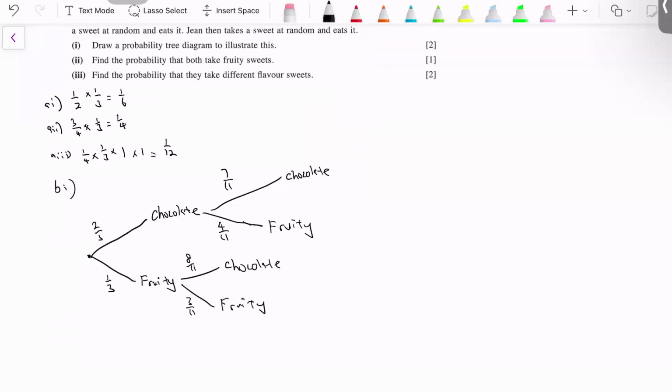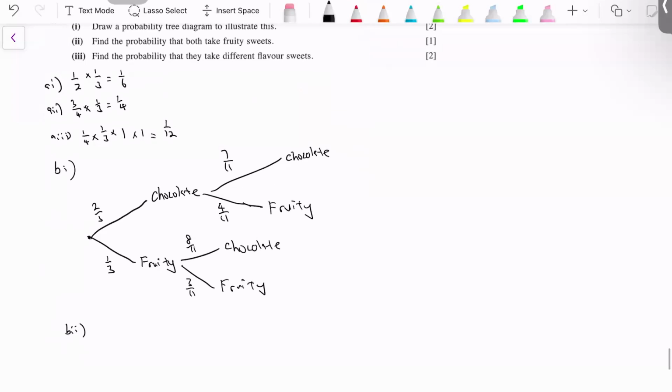So next, B part 2. Find the probability that both take fruity. If the first is fruity, the probability of it is 1/3. Second is fruity, it's 3 out of 11. So the probability of both fruity is 1 out of 11.